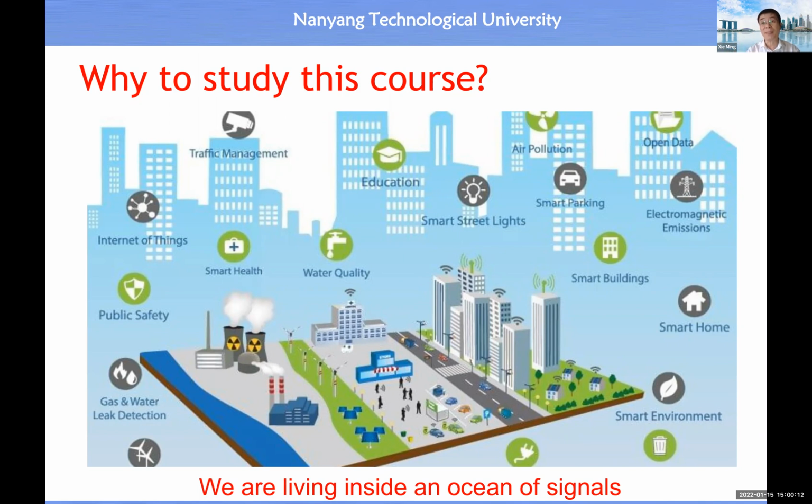Then how to obtain sensory data? The answer is to have a measurement and sensing system. All right. Then how to improve the world? The answer is to invent smart products, smart machines, and smart systems. Then how to invent smart products, smart machines, and smart systems?